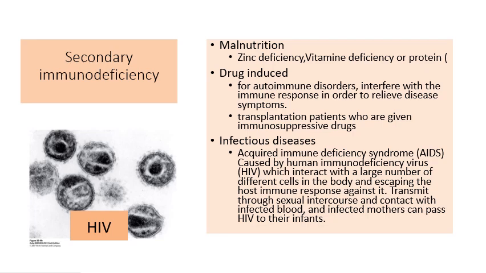But by far the best known secondary immune deficiency is acquired immune deficiency syndrome, AIDS, which results from infection with the human immune deficiency virus, HIV.